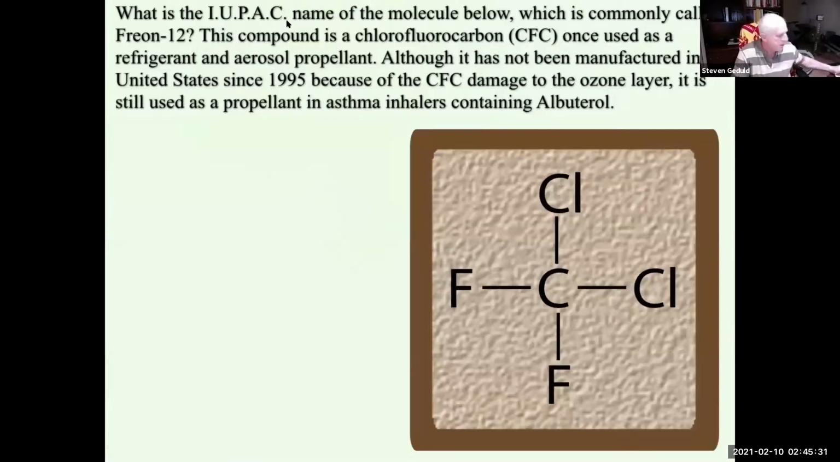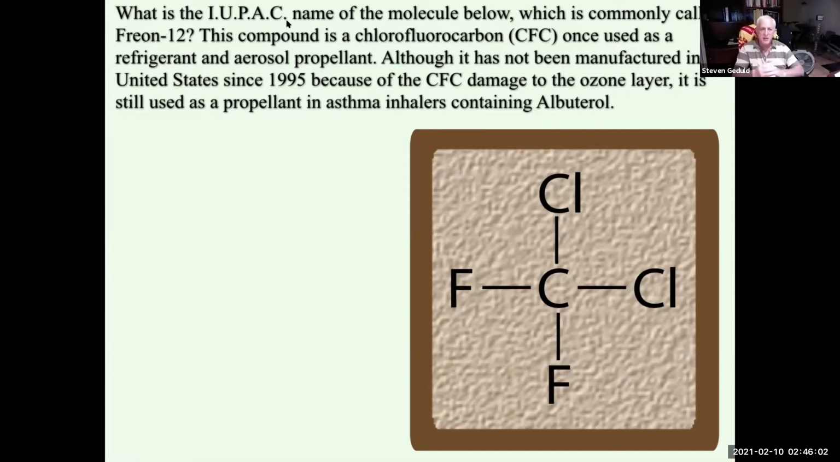What is the IUPAC name of the molecule below, which is commonly called Freon? Freon was Freon 12. We don't use Freon in our cars anymore because of the effects on the ozone. But this is Freon. That's what it looks like. It's a chlorofluorocarbon, CFC, which is an aerosol propellant. It was used in a lot of hairsprays back in the 90s, before it was banned. It's not been manufactured in the United States since 1995 because of CFC damage to the ozone layer.